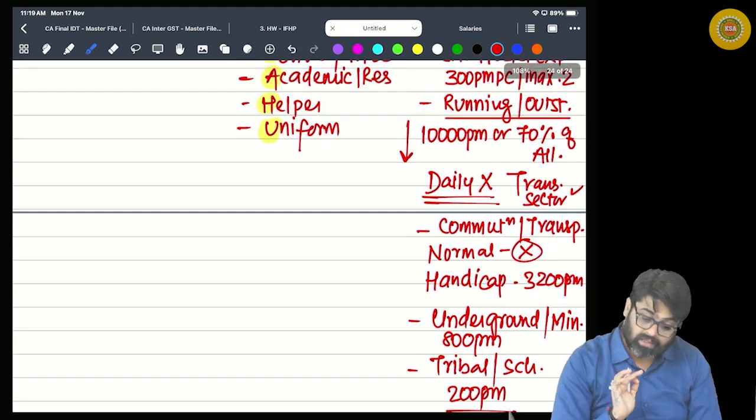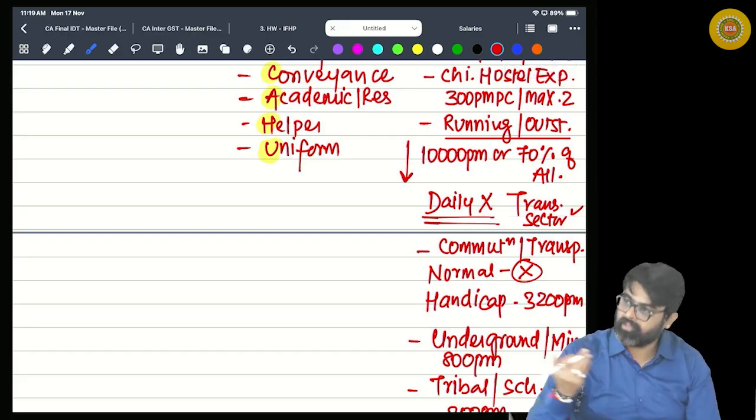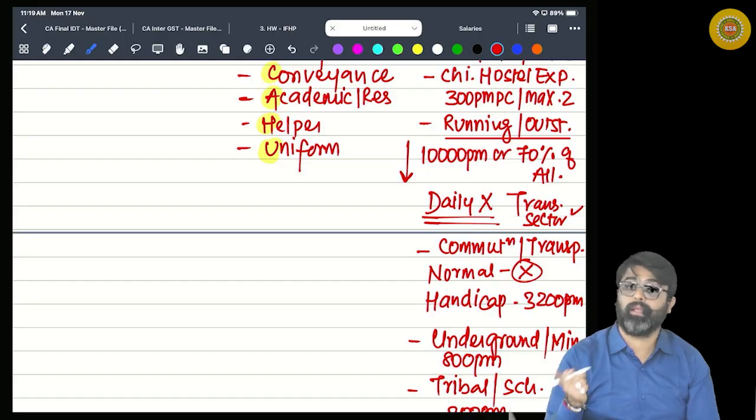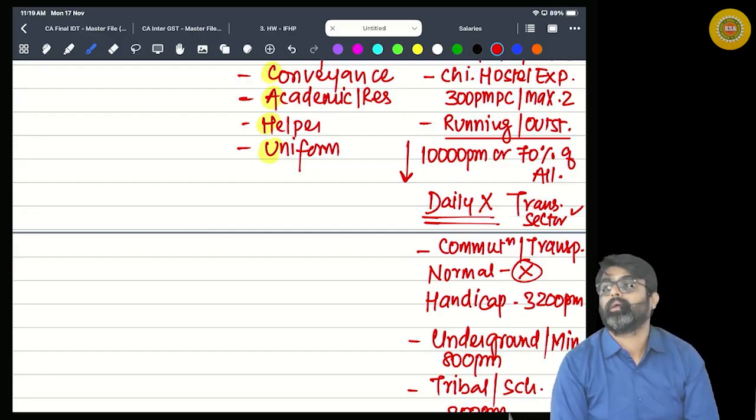Then there will be commutation allowance, commutation or transport allowance. Even that will be exempt. But for that, the employee receiving this allowance should be handicapped. Yes or no? If a normal employee is receiving transport allowance, for him it will be fully taxable. Getting my point?